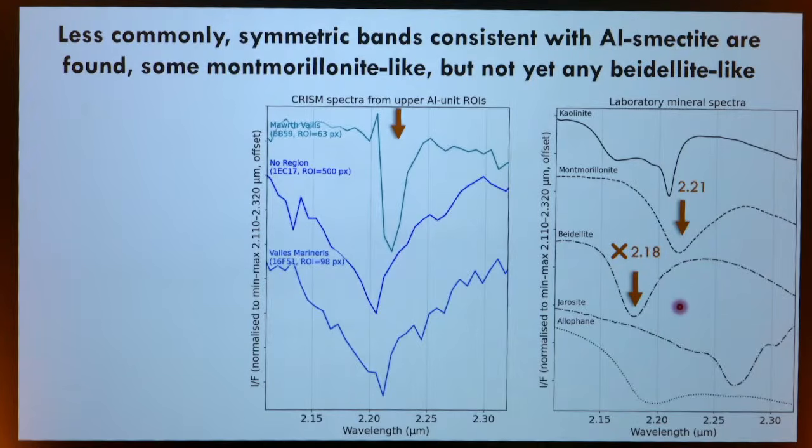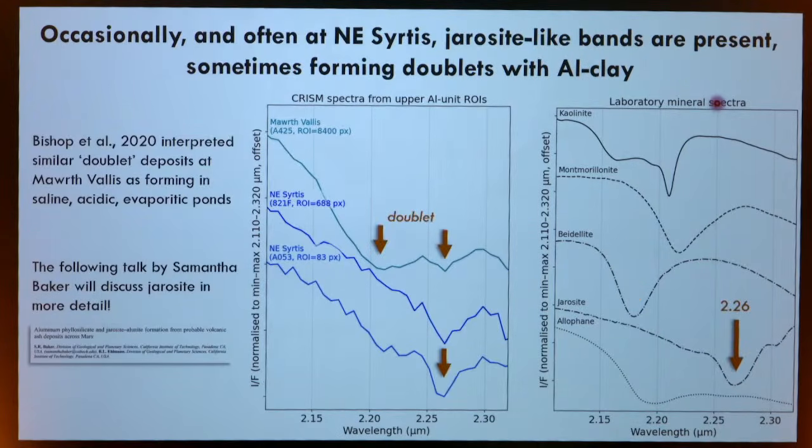So something to look into. And then occasionally, and often at Northeast Syrtis in particular, we see further bands at about 2.26 microns, consistent with jarosite. So here's a lab spectra of jarosite. And if you look at this bottom spectrum, it's actually a really good fit.